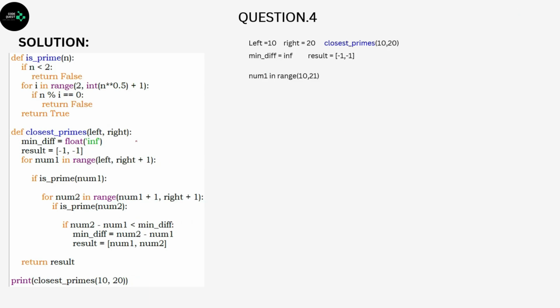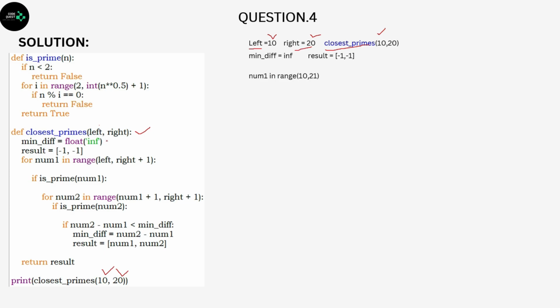Let's understand in detail how this problem can be solved. So to start with, we have called this closest primes function, which is taking two values, say 10 and 20. These are of course going to be the values of left and right. So the function closest underscore primes has been called with these two values, left and right. Now when we reach this function, the left takes 10 and the right takes 20.